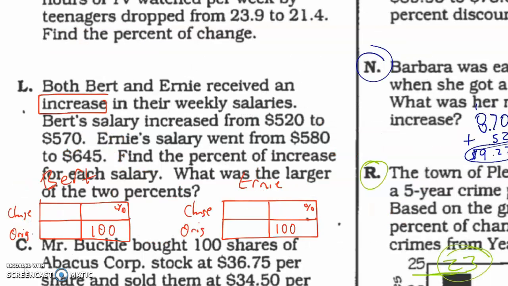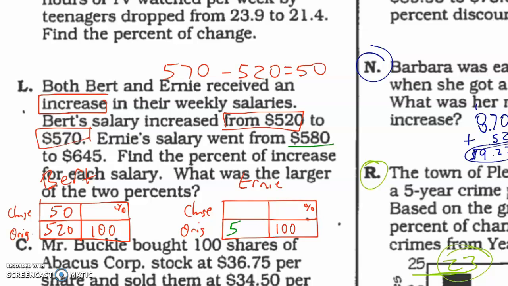Alright, so let's look at Bert. Bert's salary increased from $520, so originally it was $520, to $570. So we need to find the amount of change. 570 minus 520, that equals 50. Alright, now let's find Ernie's. Ernie's salary went from $580, so originally it was $580, to $645. So we have to find the difference. $645 minus $580. 5, 4, I'm going to borrow. 14 minus 8 is 6, so that would be 65.